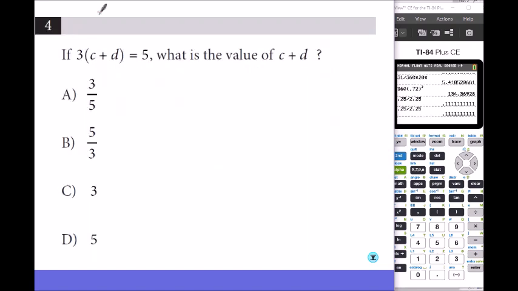That's a lot. Number 4. 3 times d plus d equals 5. What's the value of d plus c plus d? So we are looking for this, so you have to get rid of 3. So divide by 3 on both sides, so it is 5 over 3. B.